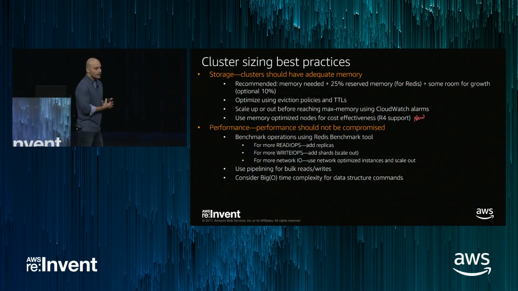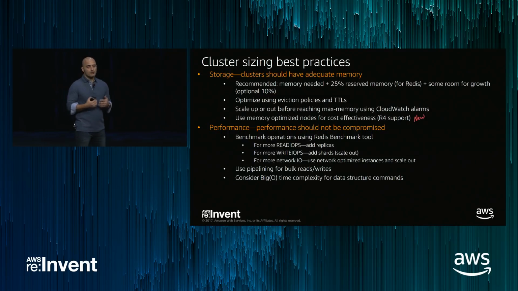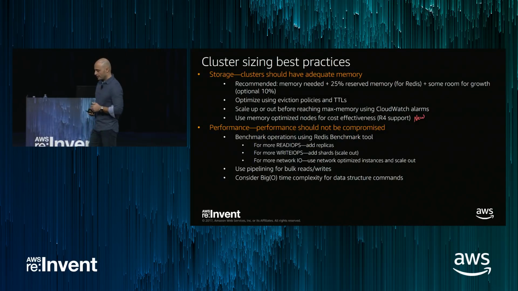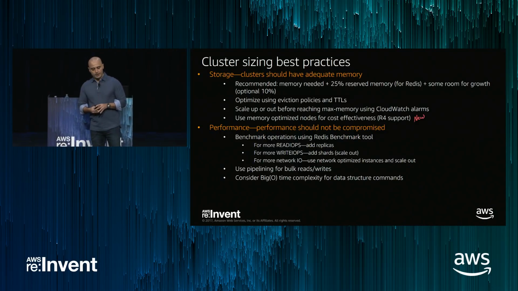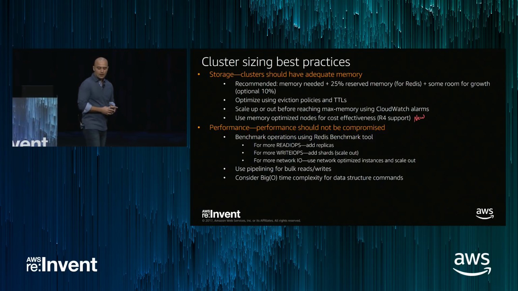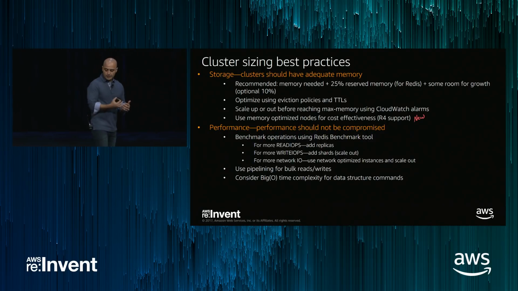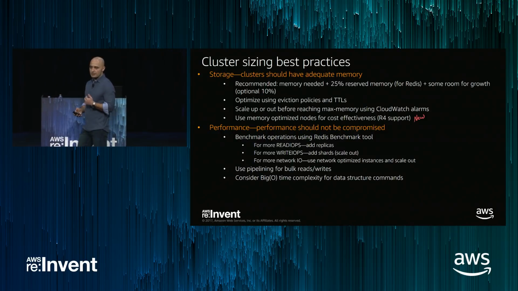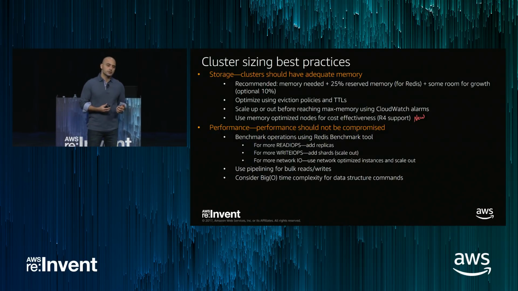If you need more write IOPS, that means you need more shards. You need more primaries that you can write to. If you need more network I/O, if you're somehow being scaled on network, you'll just pick a network-based instance. In general, if you're loading data, use pipelining as much as you can for bulk reads and bulk writes. And then consider the big O time complexity associated with the operations.